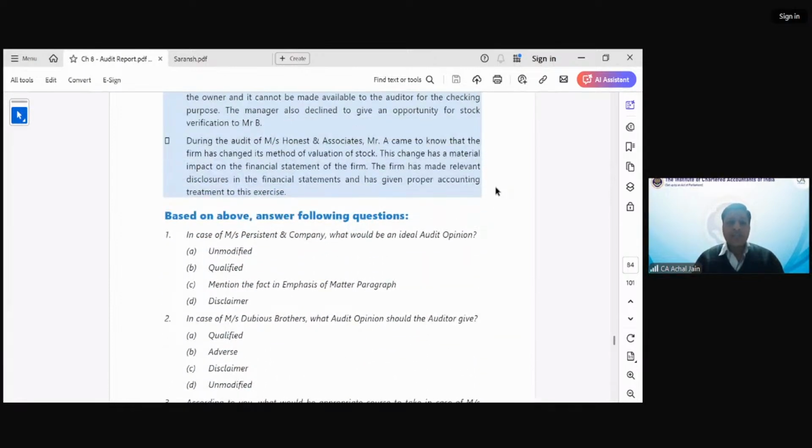All right, so now question two. In case of Messrs. Dubious Brothers, what audit opinion should the auditor give? Over to you. In this case, what should be the opinion by the auditor in case of Dubious Brothers?